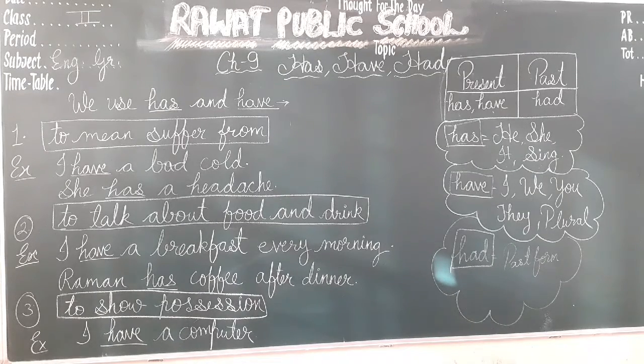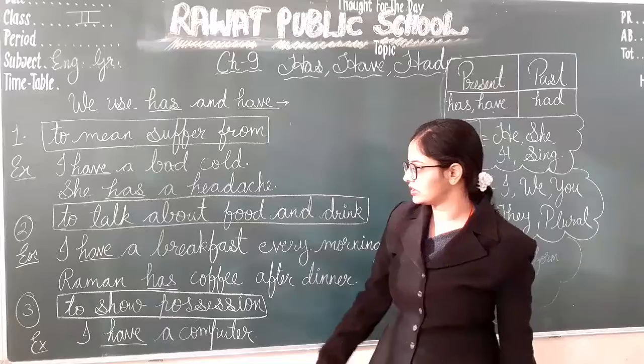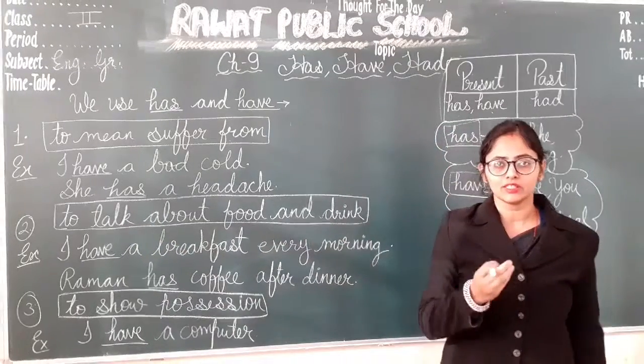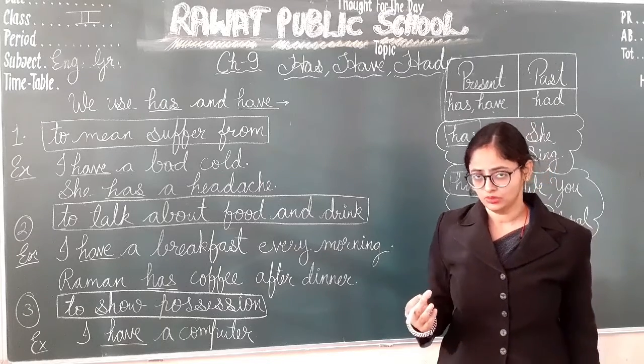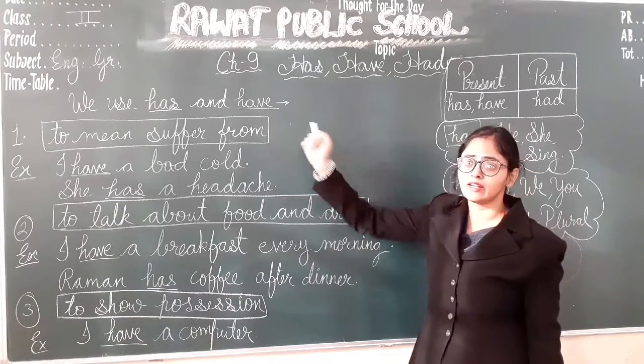Now we will see the second rule. First rule we have seen. Now we are going to see the second rule. Second rule is to talk about food and drink. When you are eating something and you are telling it मैंने ये खाया, okay, या फिर मैंने ये पिया, that time also you can use has and have.